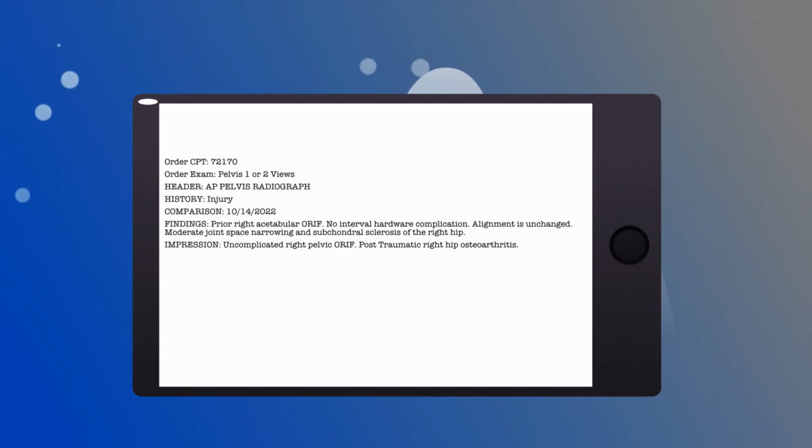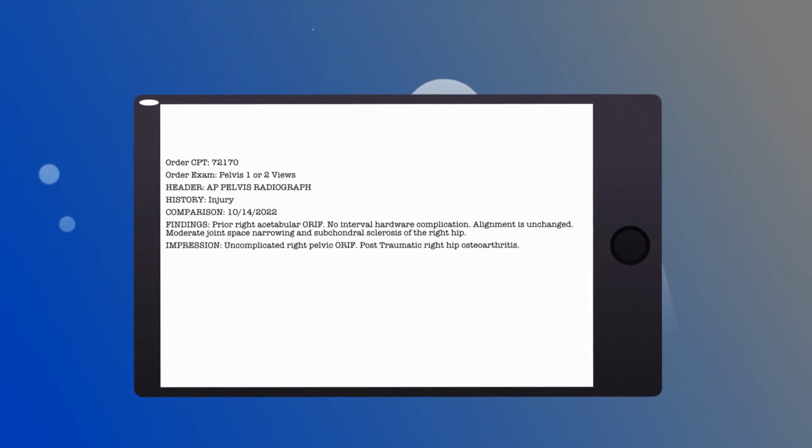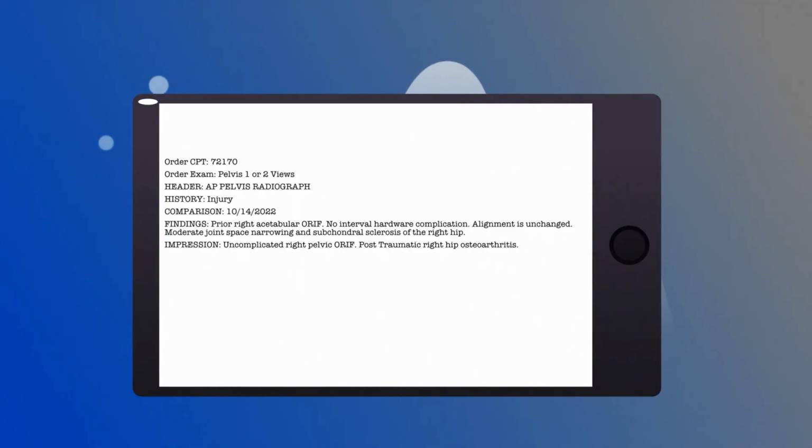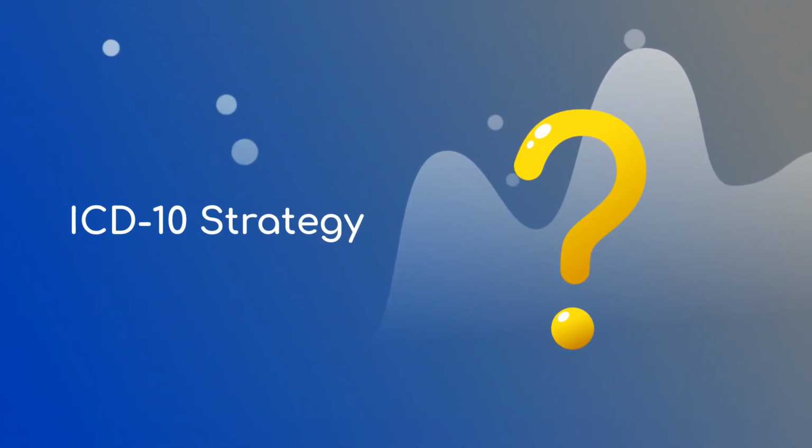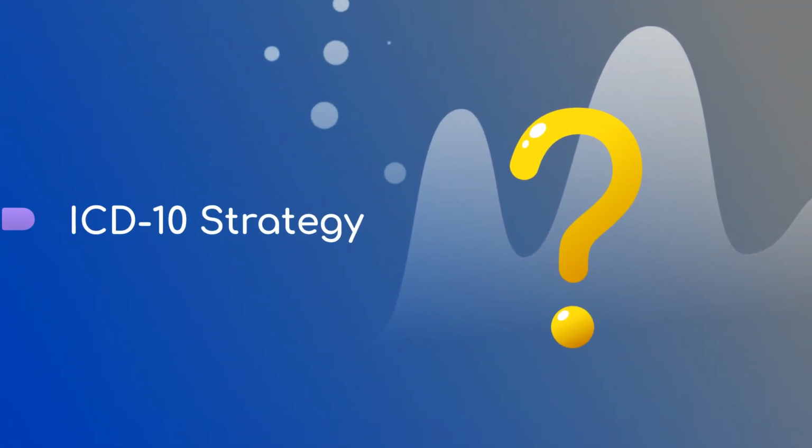Let's look at the views. AP pelvis, that's a total of 1 view. This qualifies for CPT code 72170, Radiologic Examination Pelvis, 1 or 2 views. Now let's choose the appropriate diagnosis code based on the clinical history and chart findings.